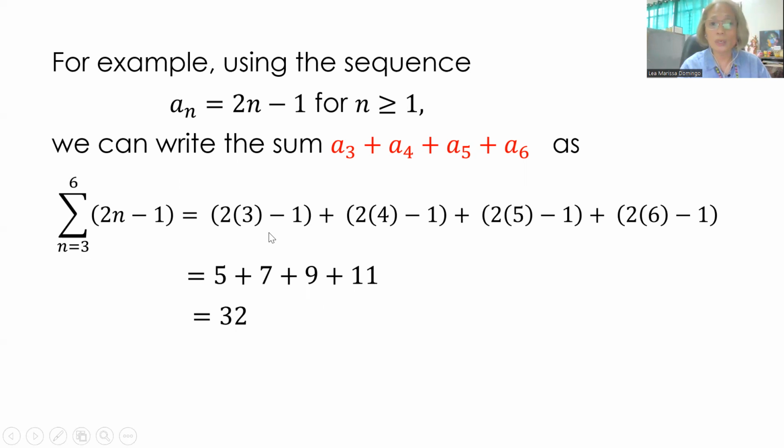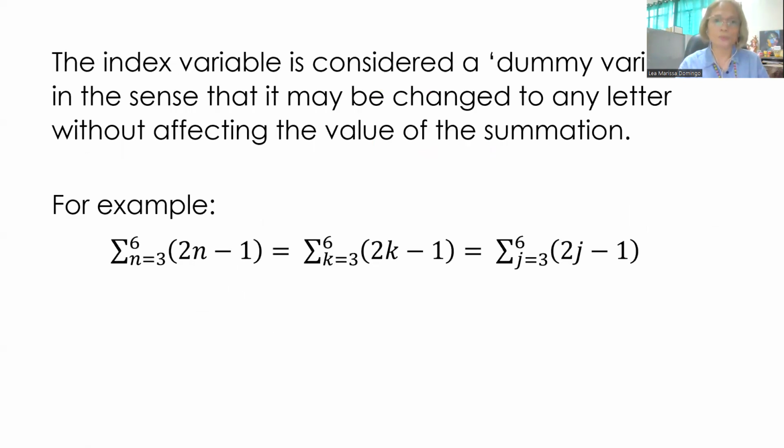Okay? Then you just simplify. 2 times 3 minus 1, so 6 minus 1, that's 5. 2 times 4, that's 8 minus 1, so that's 7. So 2 times 5, that's 10 minus 1, that's 9. Plus 2 times 6, that's 12 minus 1, that's 11. So we have 5 plus 7 plus 9 plus 11. That is equal to 32.